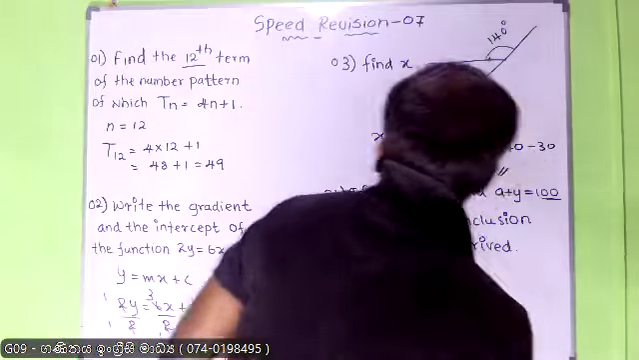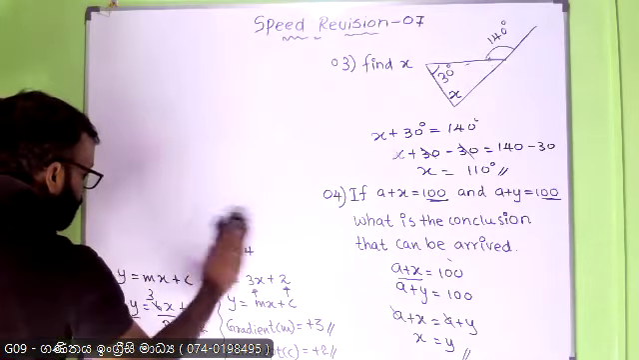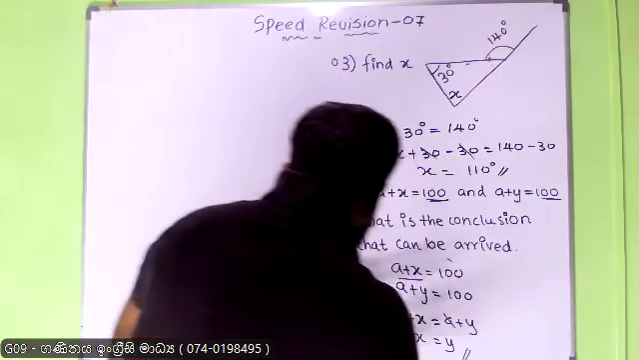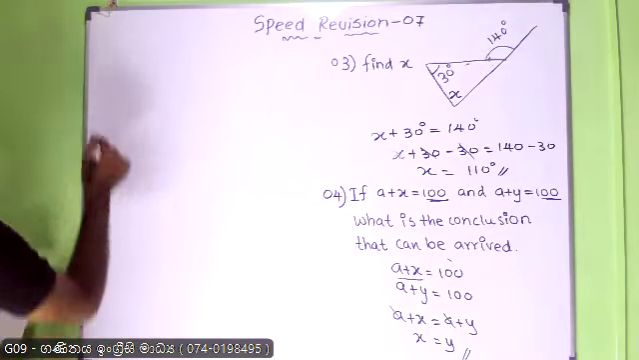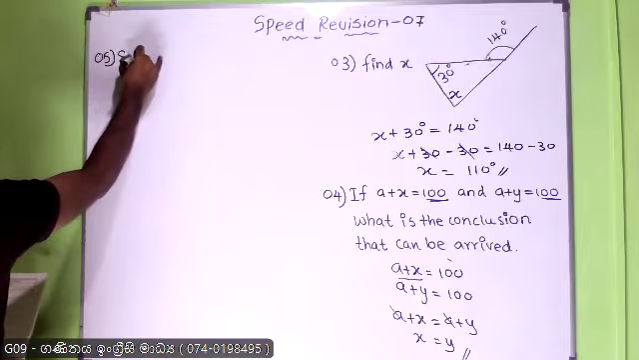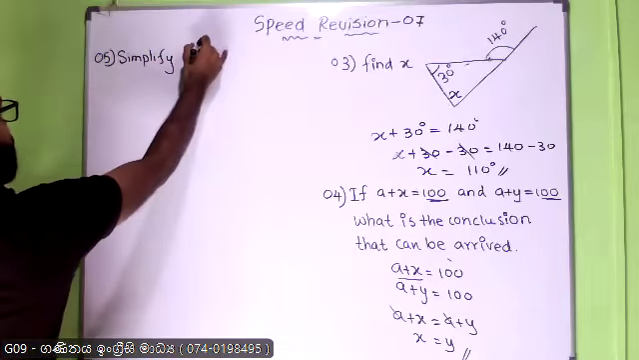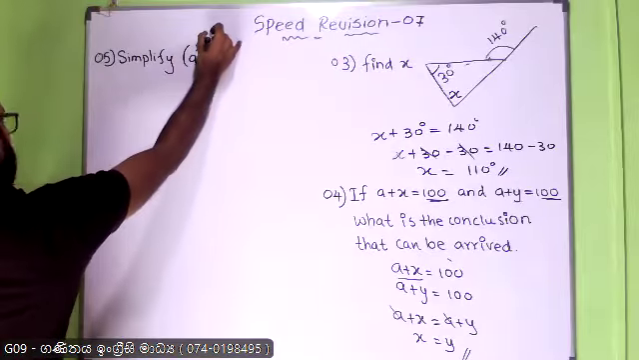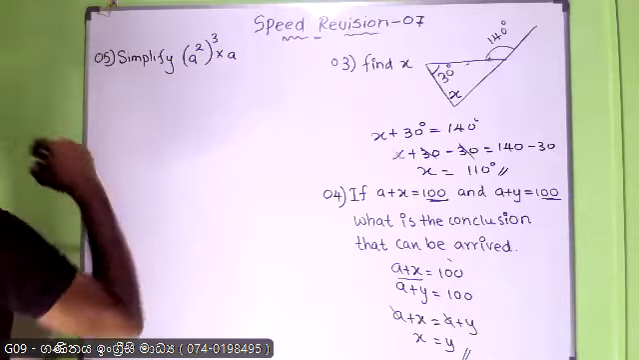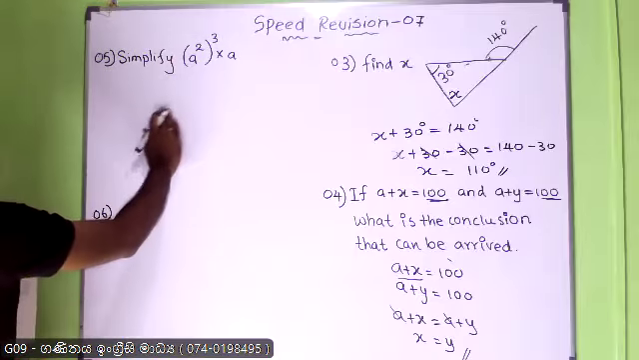Okay, guys. So let's do one or two questions. Now, fourth one, fifth one. Simplify a to the power 2, whole thing to the power 3, times a. Simplify. Right? 6. These are from the indices lesson.